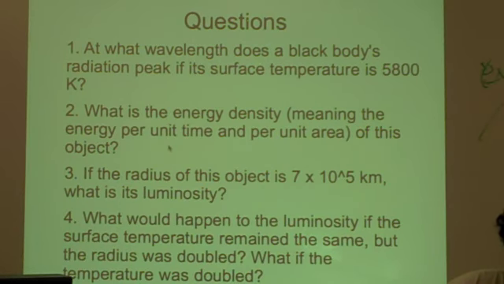And 4 is the interesting one, right? 4 is quite interesting. So what happens if you keep the surface temperature the same but the radius doubles? That's just a number, right? I mean, 4 pi r squared times sigma T to the 4th. So if you double r, what happens? Give them a second, maybe they're still working on it.